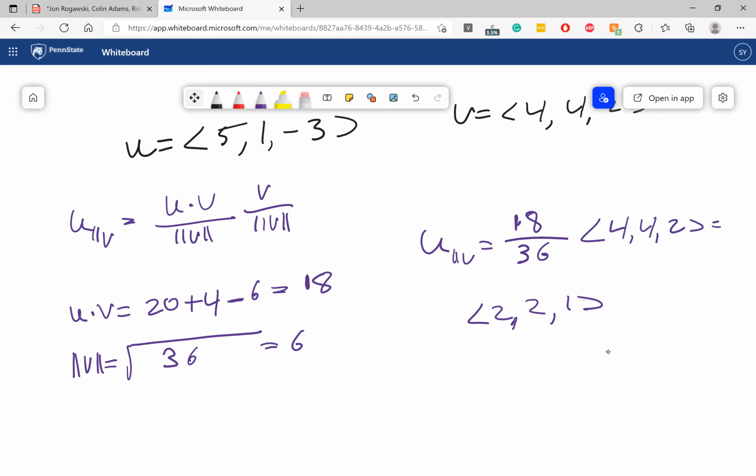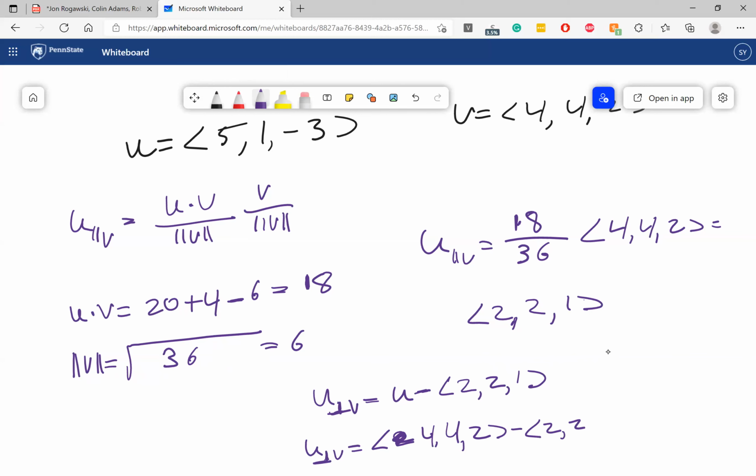And then its orthogonal component. So U orthogonal to V is U minus 2, 2, 1. So U orthogonal to V is going to be equal to 4, 4, 2 minus 2, 2, 1, which is 2, 2, 1.